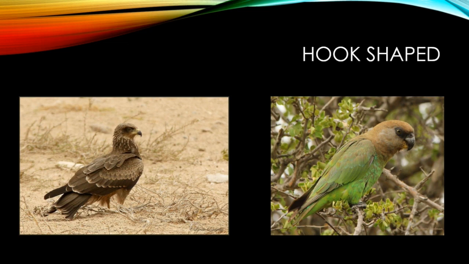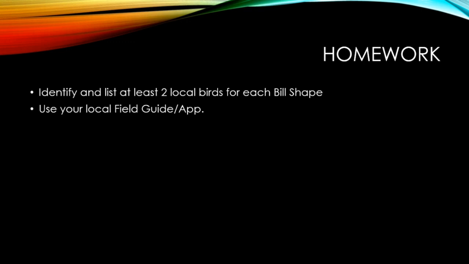So a little bit of homework for you in terms of the bill shapes is to maybe go through those bill shapes again and try and find 2 local birds for each bill shape. It might be a bit tricky for angular because that's just flamingos, and then also for cask shaped if you don't have any hornbills in the area that you live in. That's going to be 2 that you'll be able to get away with skipping.